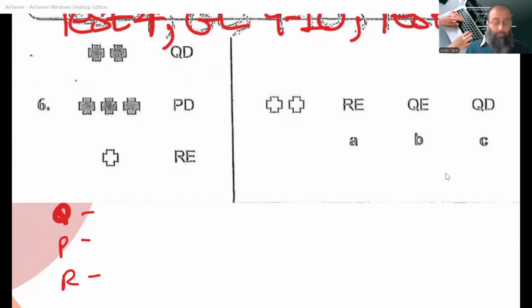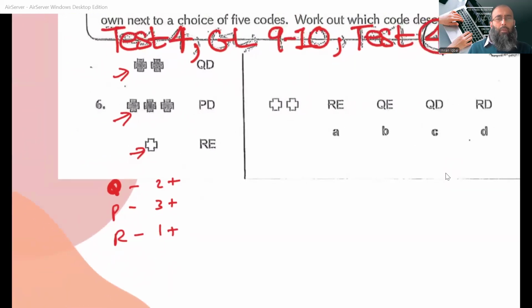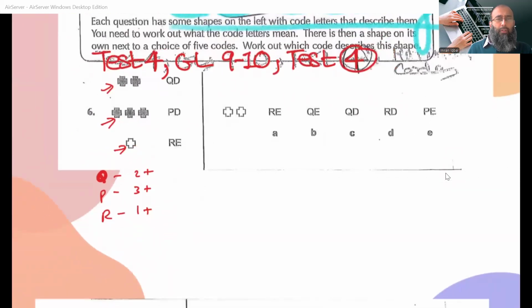In the first diagram, we have two crosses. In the second diagram, we have three pluses. And in the last one, we have 1 plus. So 2 pluses, 3 pluses, and 1 plus. That could be a possible coding for QPR. So we've done the first column.